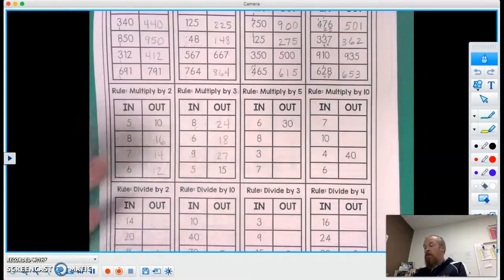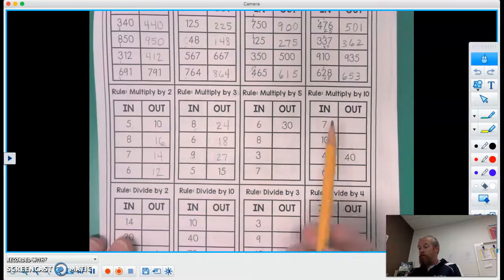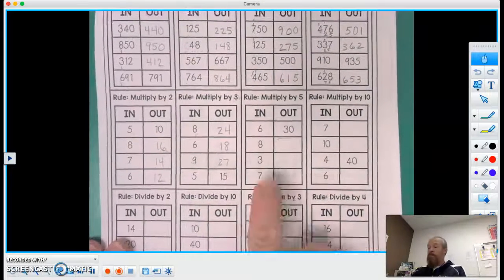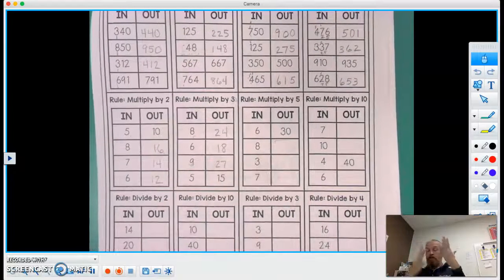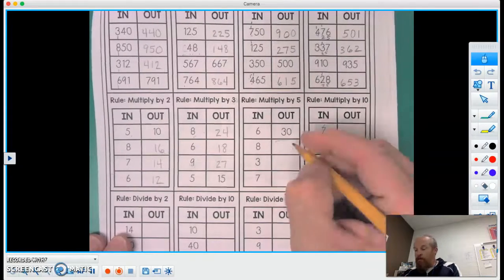6. Okay, so I'm just going to use my fingers right here. Ready? So 6 times 5. 5, 10, 15, 20, 25, 30. There's our 30. Okay? 8. Right here. So we go 5, 10, 15, 20, 25, 30, 35, 40. I'm just counting by fives.